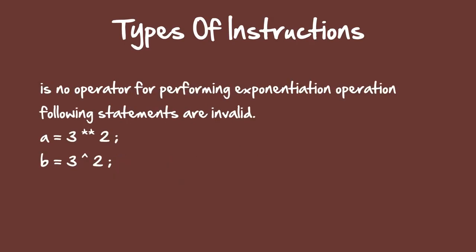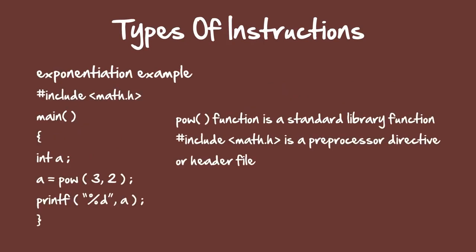Unlike other high level languages, there is no operator for performing exponential operation. The following statements are invalid: a = 3 ** 2 or b = 3 ^ 2. These statements are not valid. If we want to do the exponentiation, we can get it done this way. #include <math.h>, main function, and then a = pow(3, 2) and printf a.